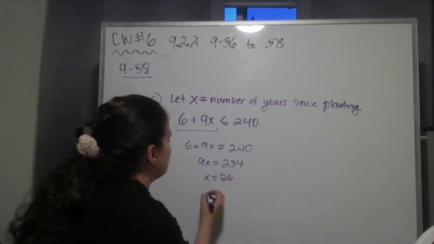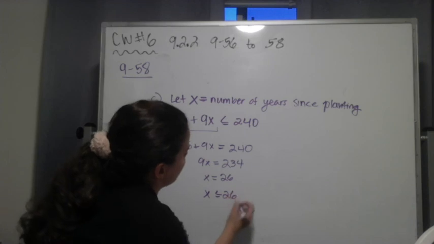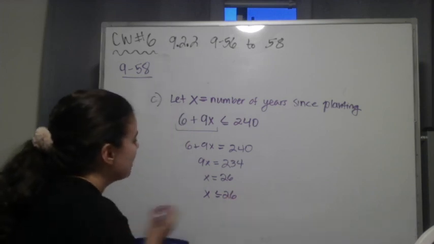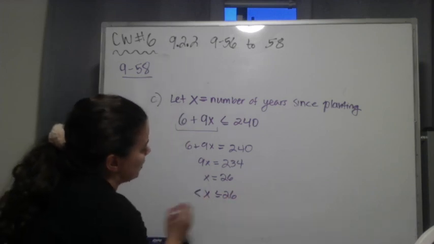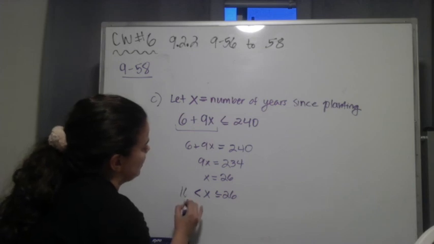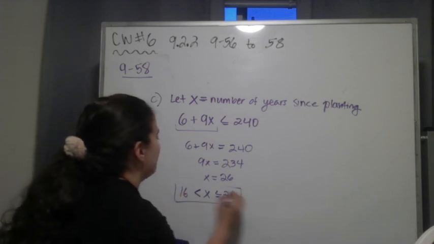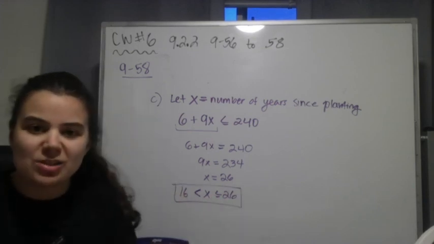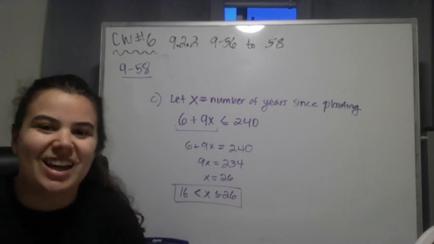And so if we want to be less than or equal to 26, but also greater than 16, this is how we can write a compound inequality, is what we call it, to represent the situation.